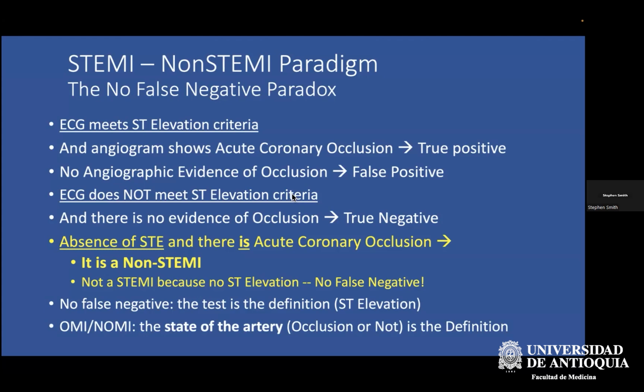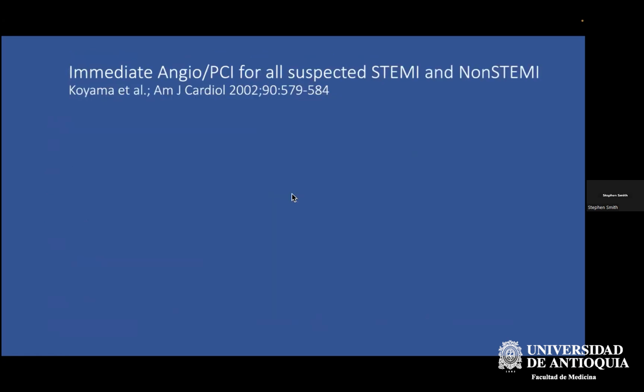Now, this no false negative paradox plays out in all the research on STEMI, on the EKG in STEMI. All the research is done on registries of STEMI, and the registries of STEMI only include patients with STEMI. They do not include patients who have OMI that is not a STEMI. And so you can't do accurate research on OMI with STEMI databases.